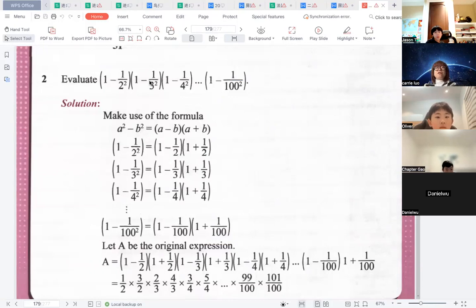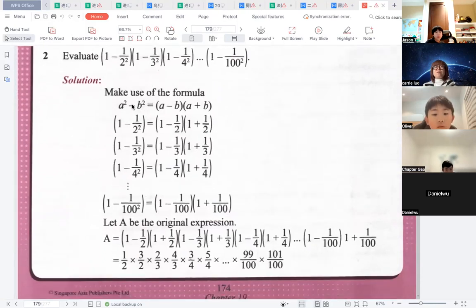So everybody, if you take a look at this one, we have learned a squared minus b squared equals a minus b times a plus b. This could also be applied to the fractional part. So 1 minus 1 over 2 squared equals what? This one equals 1 squared, this one equals half squared. So it's 1 minus half times 1 plus half, correct, Jason?